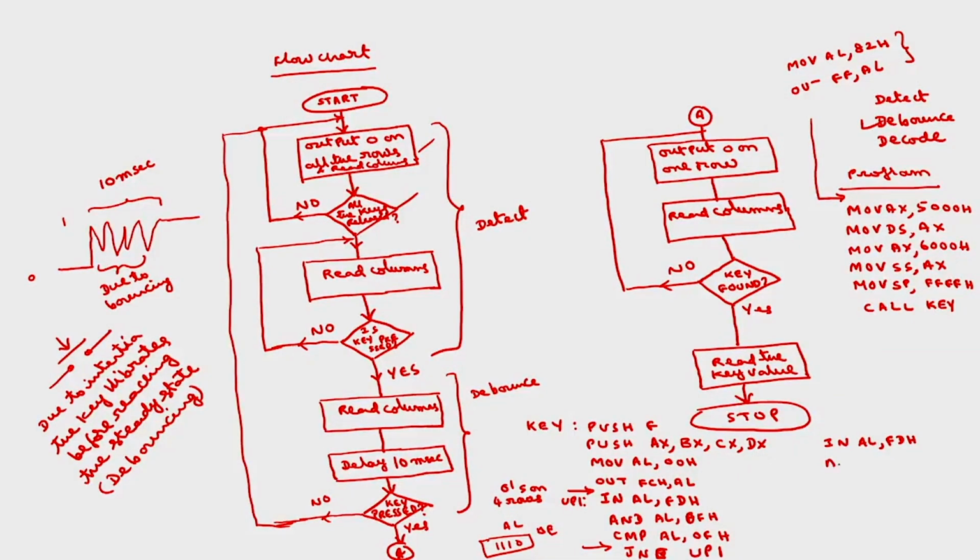So I am going to AND with FFH, this AL contents. In that, the MSB bits are the column bits, and the LSB bits you have sent as 0 0 0 0. If the MSBs are all ones, this represents no key pressed. If any one of these bits is 0, it means there is one key pressed. Till any one of these bits is 0, we have to wait in a loop. Okay. And AL comma FFH.